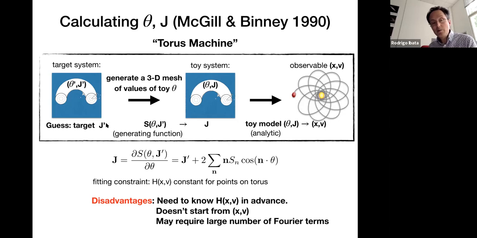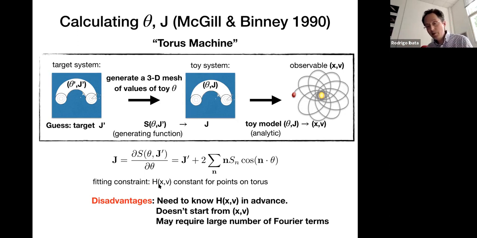So essentially what you're doing is you take an initial action, you use a whole series of angles in the toy system, and then for each one of these positions on the toy system torus, you obtain a position and velocity in x and v space, and the algorithm then aims to obtain the same value of the Hamiltonian for each point in x and v space.